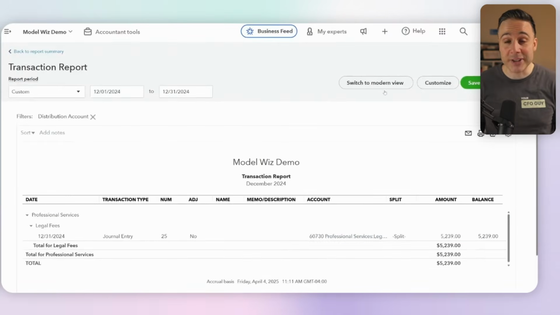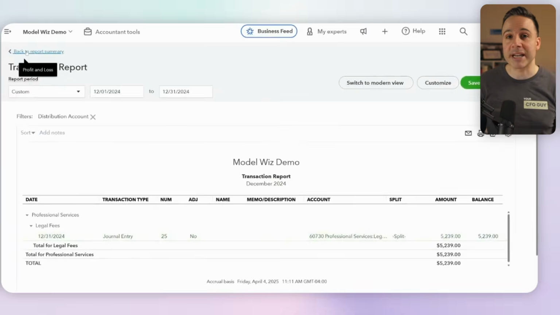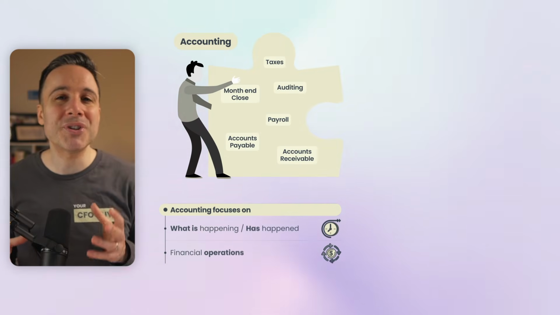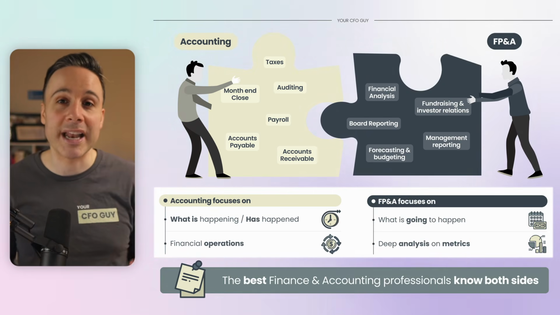If I see a large variance, I'll drill down to see what accounts make up that variance. I'll then compare them side by side at a detailed level. If I see that there's a significant variance in, say, my legal fees, I'll double click into my accounting software to see what exactly makes up this balance. This is why I'm such a big fan of understanding the accounting side of things when working in FP&A.